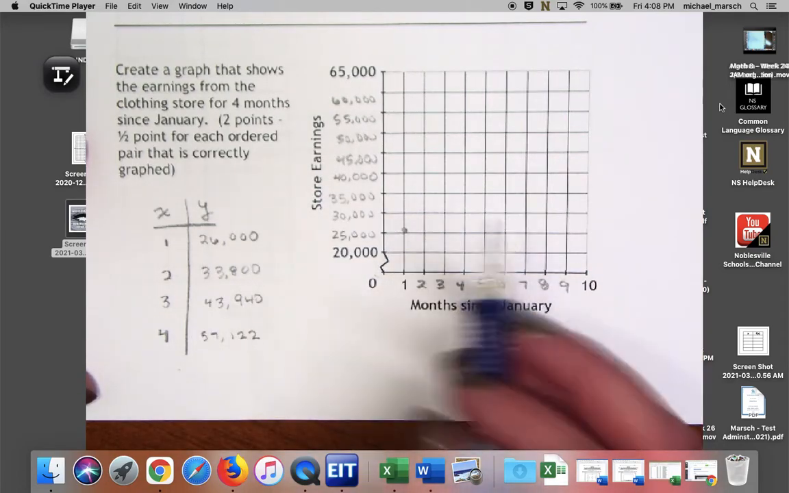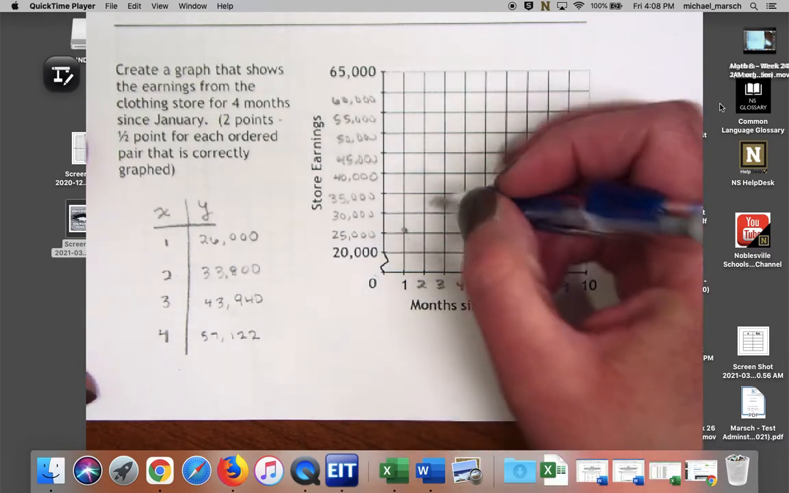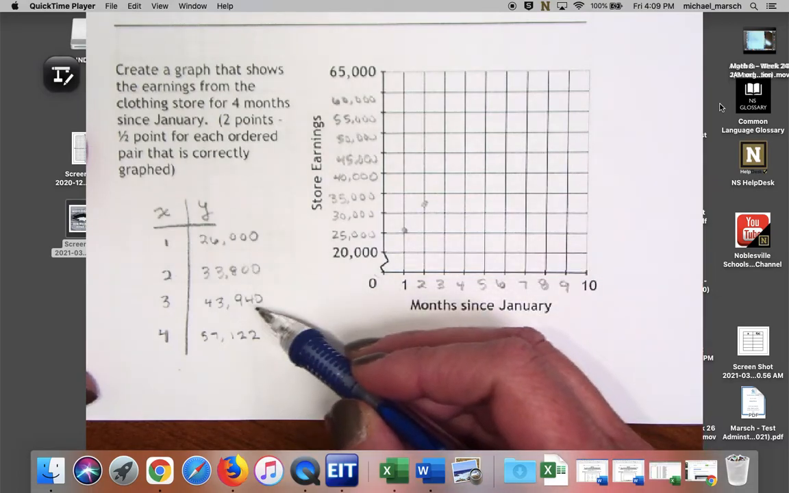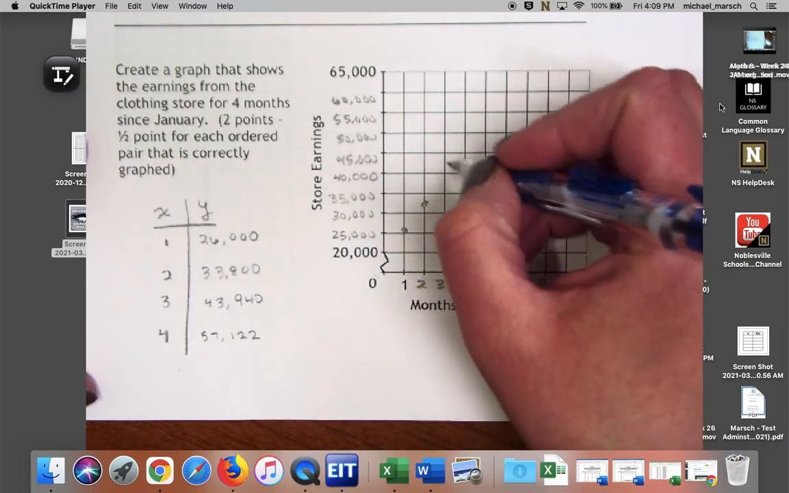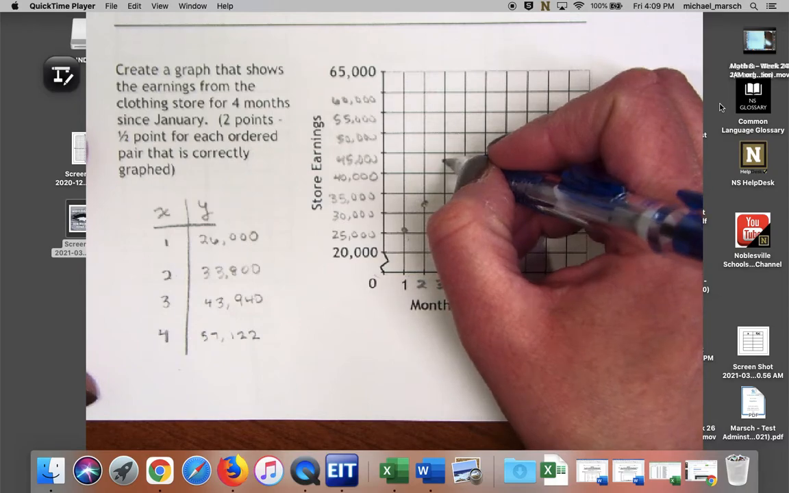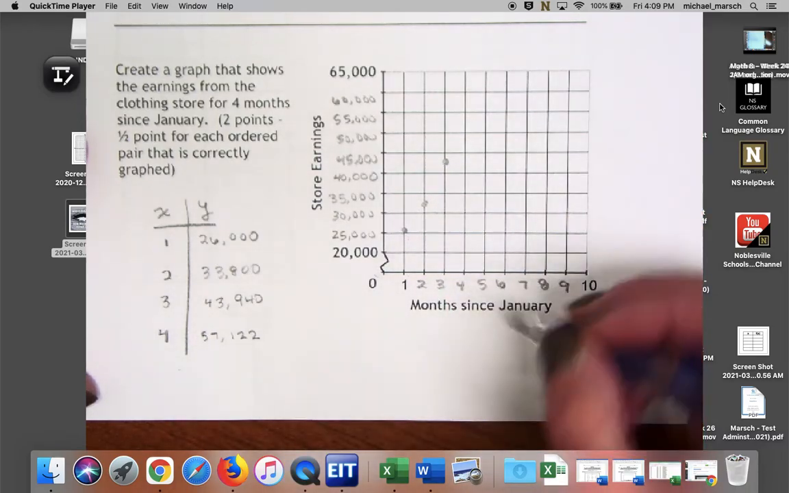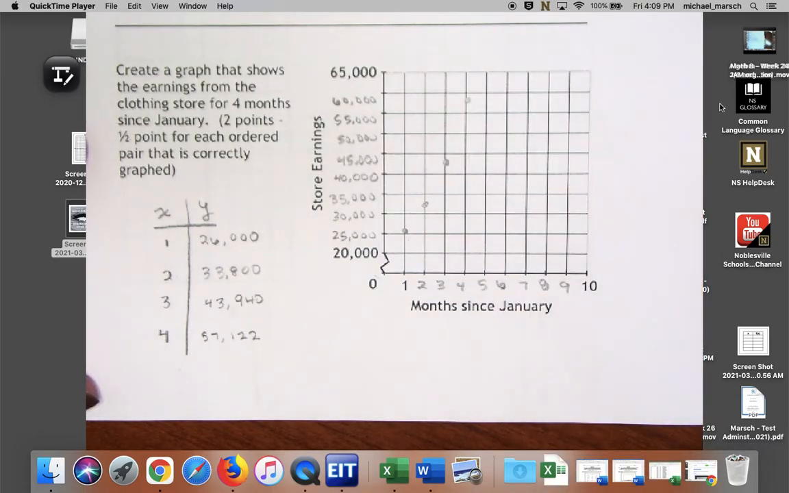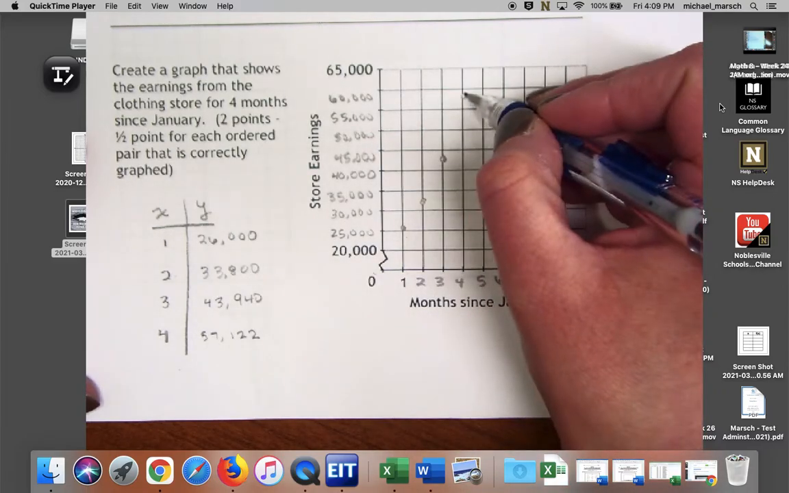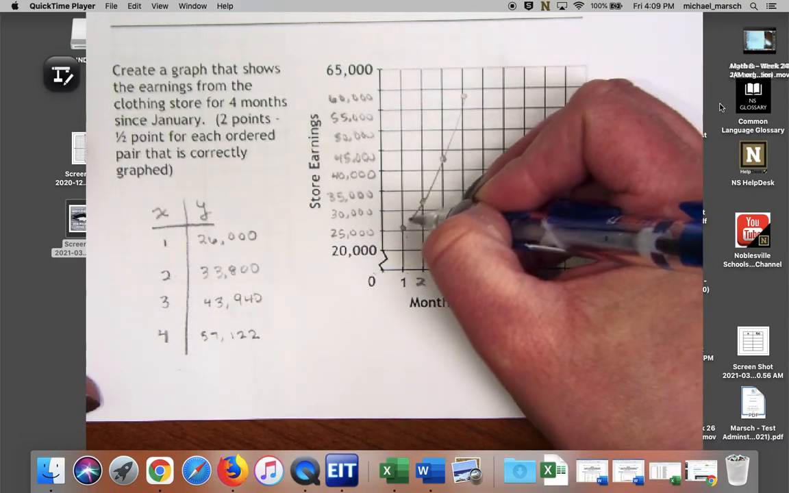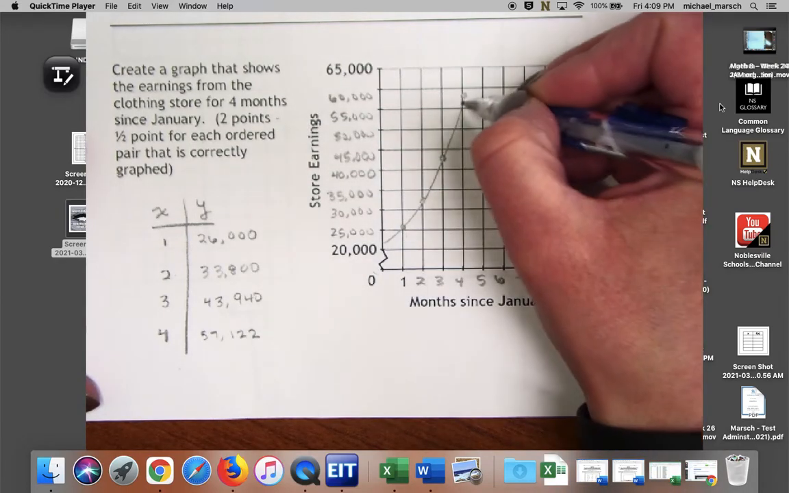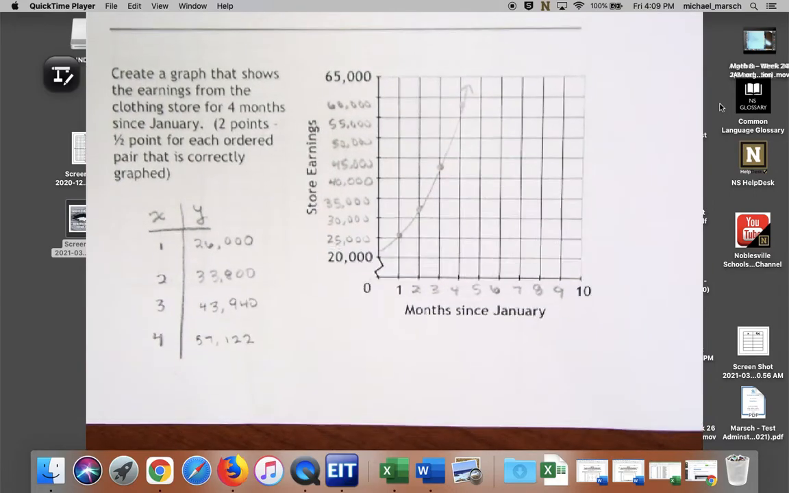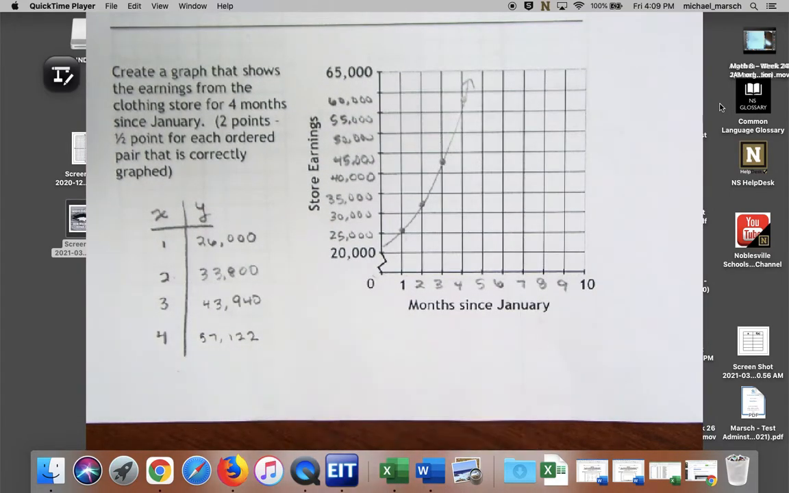So I graphed the first one. At 2 months, they want to have earnings of $33,800. So that might be something right here. At 3 months, they want to have earnings of $43,940, so that might be right there. And at 4 months, they want to have earnings of $57,122. So then the last step is to connect these with a smooth curved line. So that's what your graph would look like. Oh, I'm going to turn this light off. Maybe that'll help. So that's page 1.